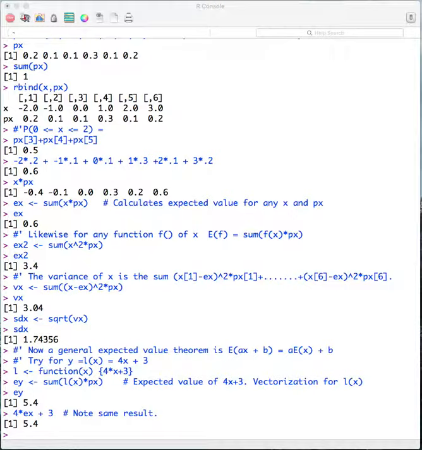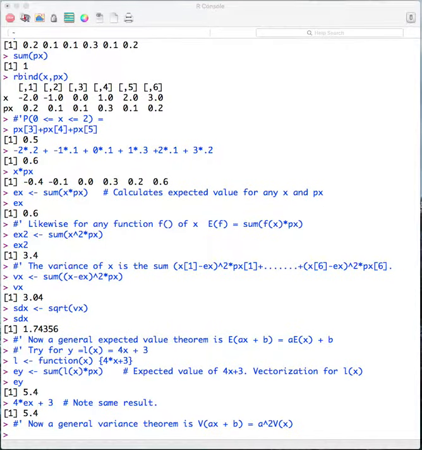Now, in variance, the general formula is not what you think. As a matter of fact, the variance of ax plus b is not a times the variance of x. It's actually a squared times the variance of x. The b doesn't seem to even appear. Let's see how that would work here with our X. We're going to try to calculate the variance of 4x plus 3. Let's see what we get.